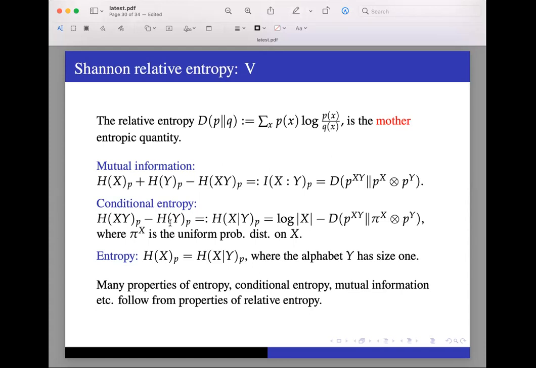And once I have got the conditional entropy, the good old unconditional entropy is very simple. It is nothing but the conditional entropy when the alphabet Y has size 1. So in that sense, even this entropy can be related to the relative entropy. So this is indeed the mother quantity. And many properties of entropy, conditional entropy, mutual information, etc., follow from properties of relative entropy.